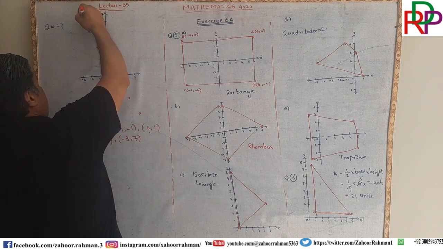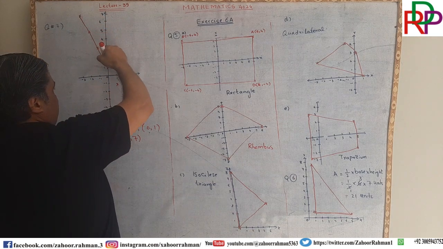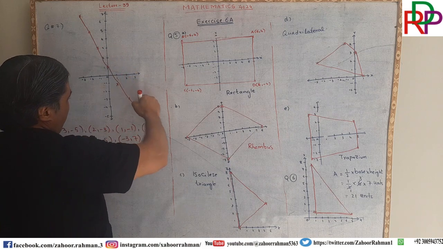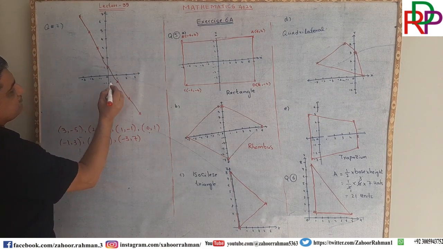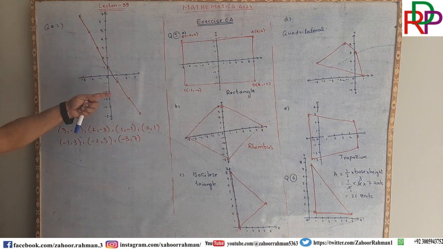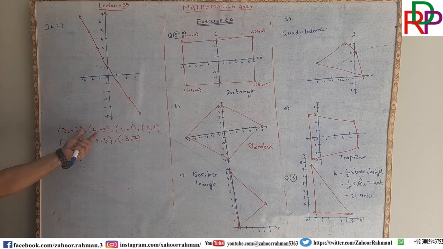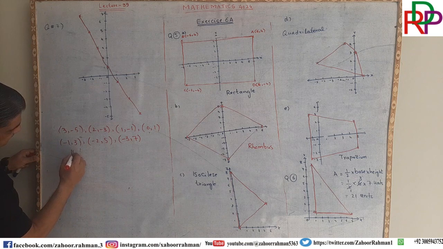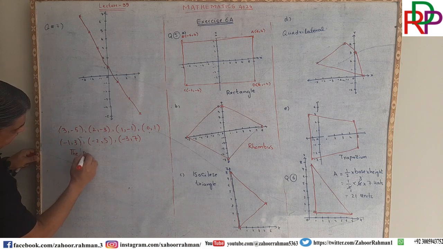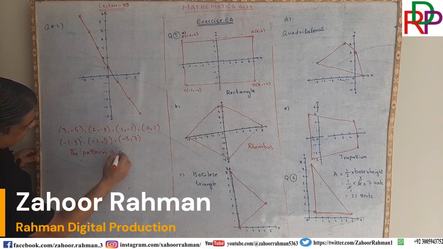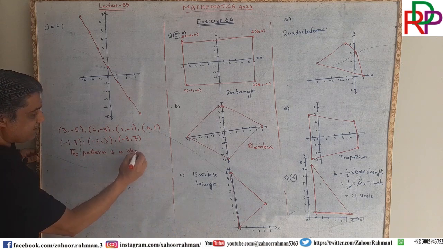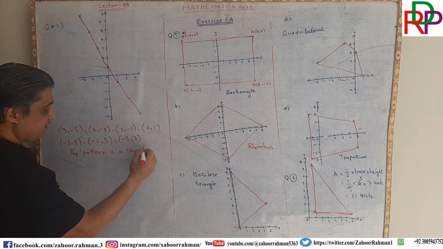So if we connect these points with a scale, it will be a straight line like this. If some points are given to you and you want to find the pattern, the pattern is a straight line.